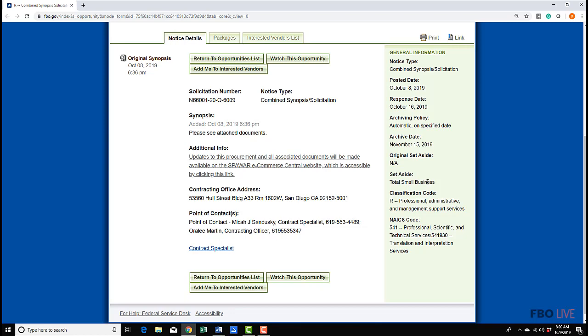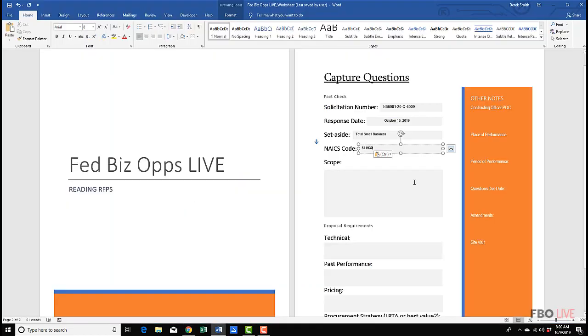Like if it's set aside for woman-owned and you're not woman-owned, you want to know that right away so that you don't spend any more time on it, right? Or if the response date is in like 2 days and you just found this, you know that you may not have enough time to respond to it. So you may not want to waste your time.